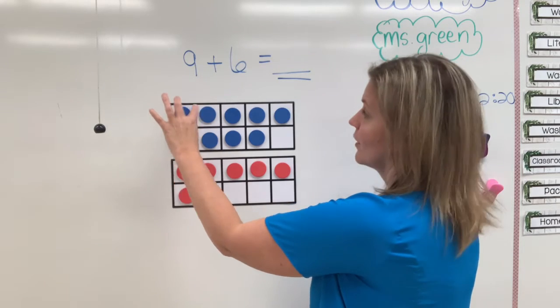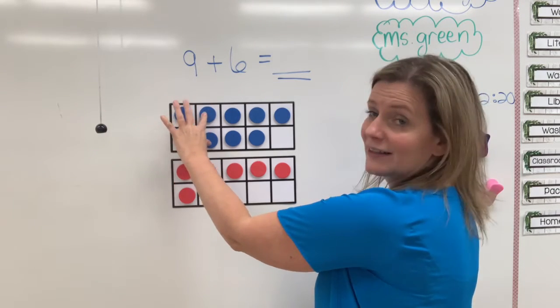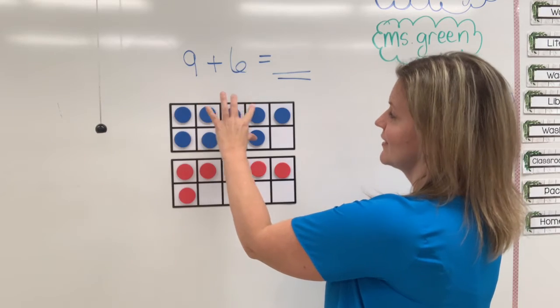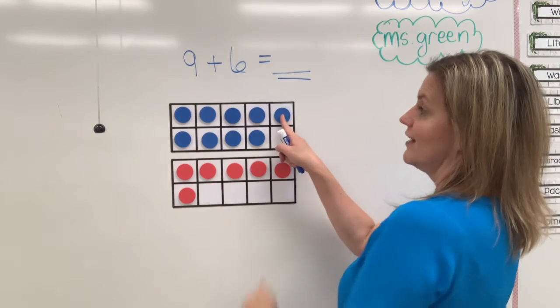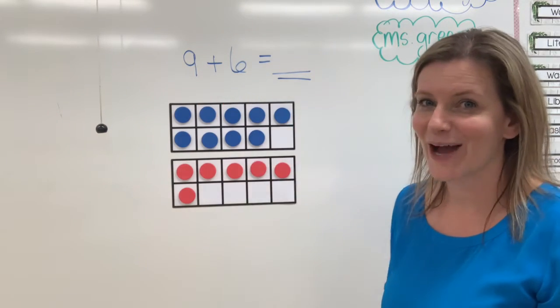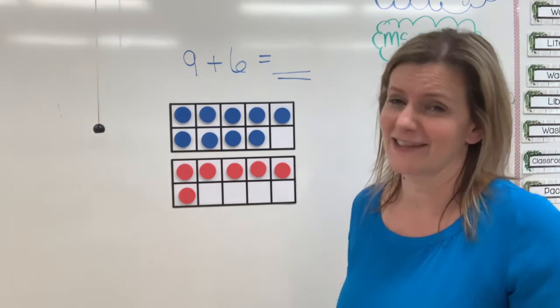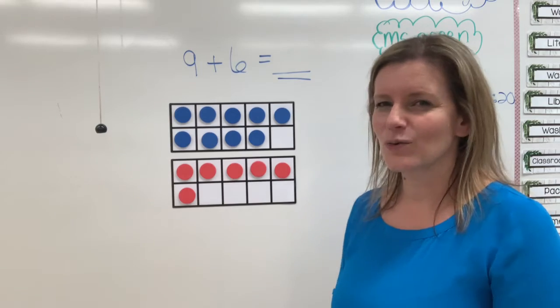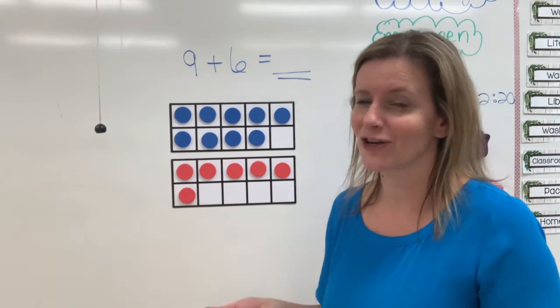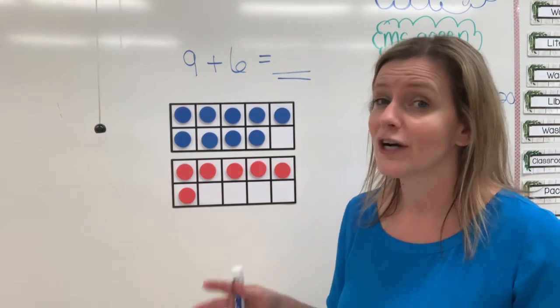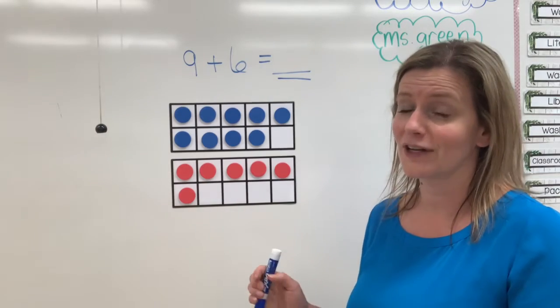2, 4, 6, 8, 9. So we can count by twos, or we can count by ones. Either way, I'm always wanting to do less work, so I'm not sure about you, but if you want to do just counting by one, you can feel free to do it too.